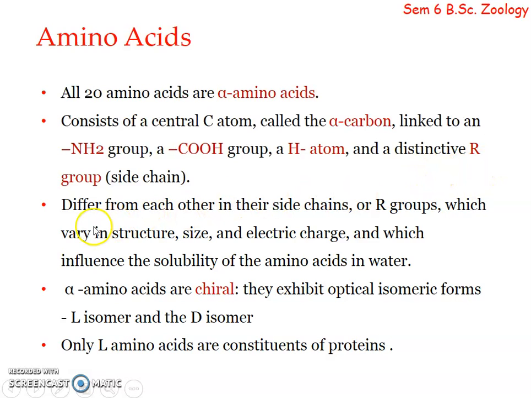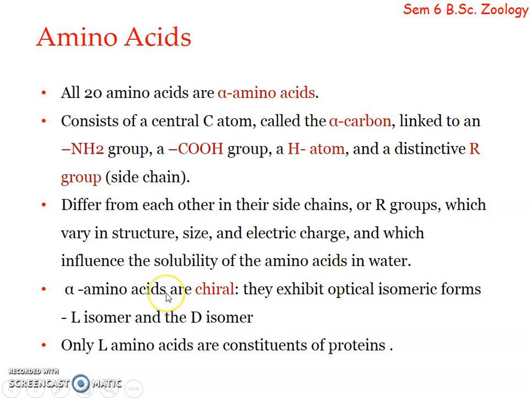Okay, and amino acids differ from each other in their side chains, which vary in structure, size, and electric charge, and this influences the solubility of the amino acids in water. For example, if the R group contains a hydrophobic compound, obviously the whole amino acid becomes hydrophobic in nature. If the R group is more hydrophilic, obviously the whole amino acid becomes hydrophilic. Okay, so the chemical or the physical properties of the amino acid depend upon the R group.